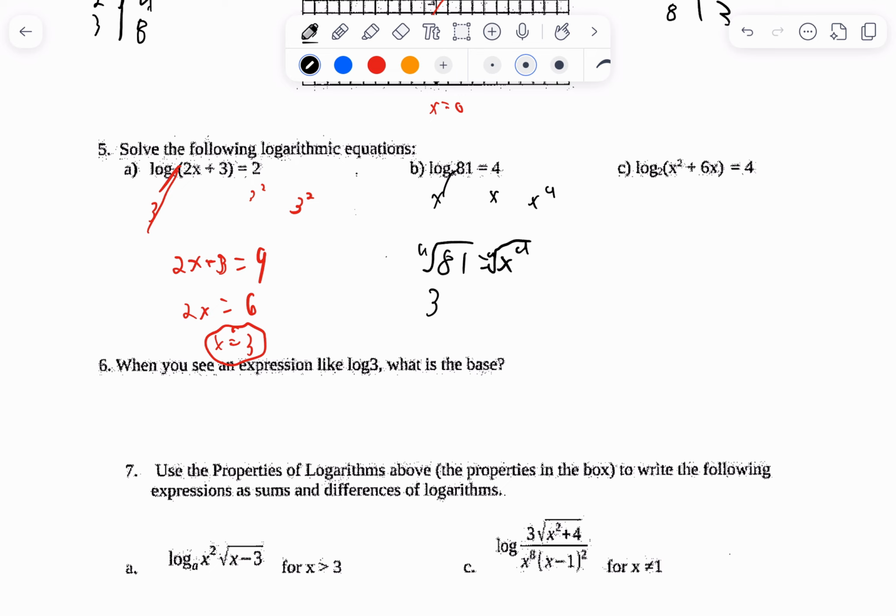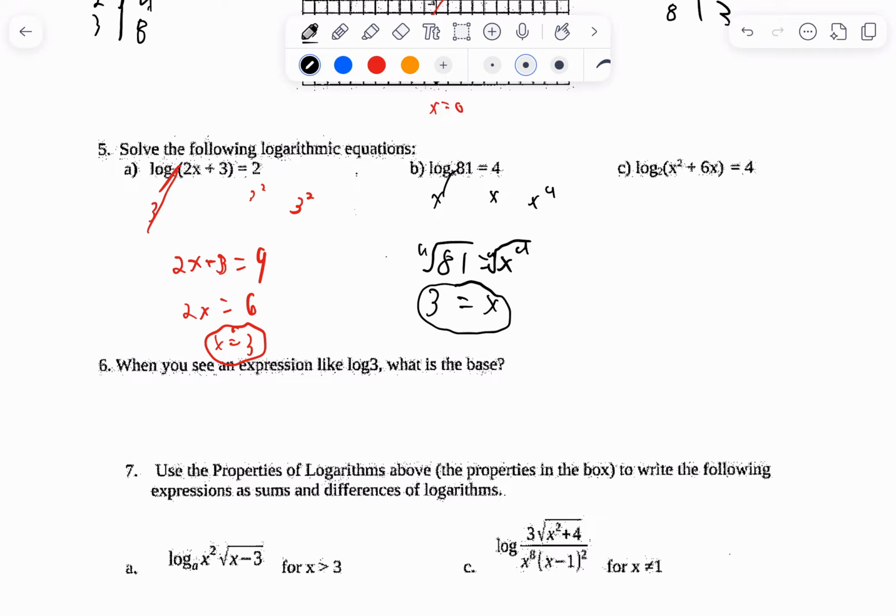And yes, you have 3 equals x. And also you would have a plus minus, but you only use the positive number.